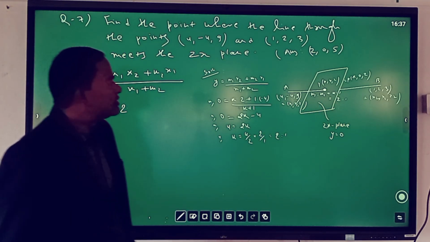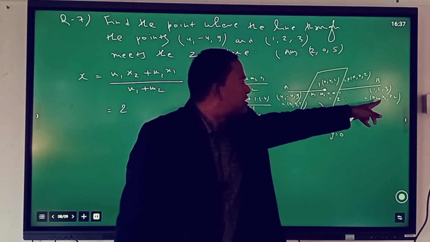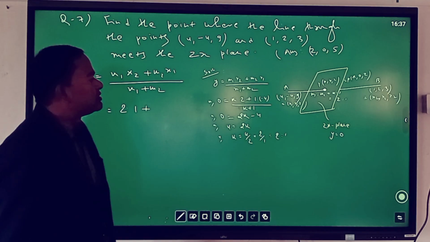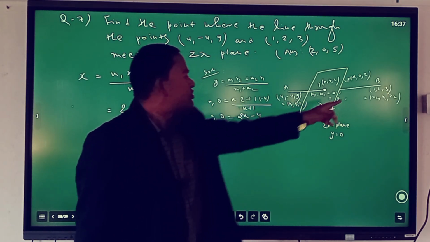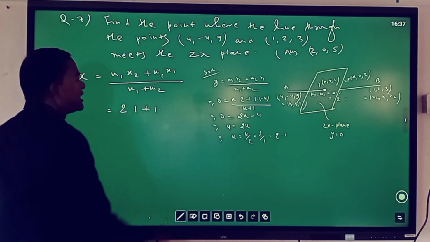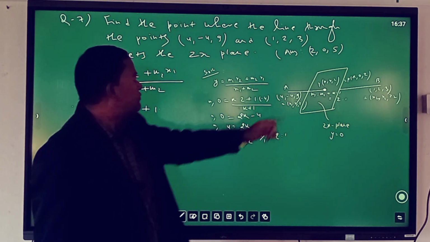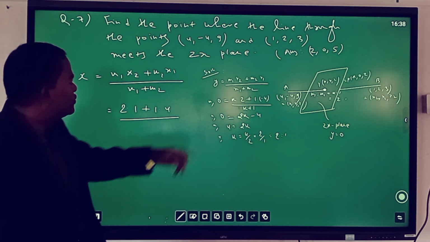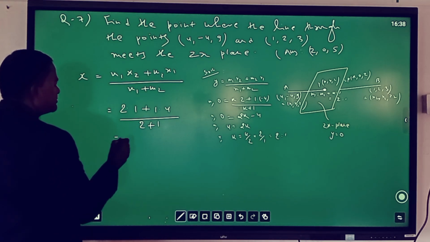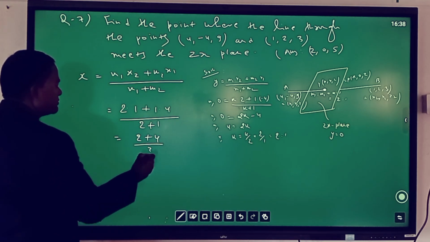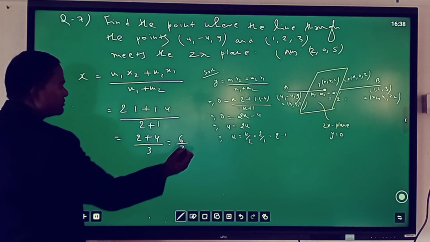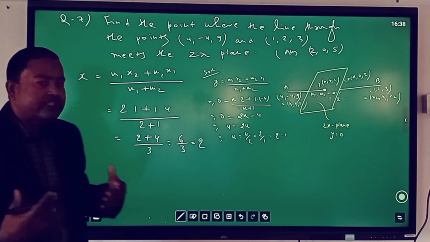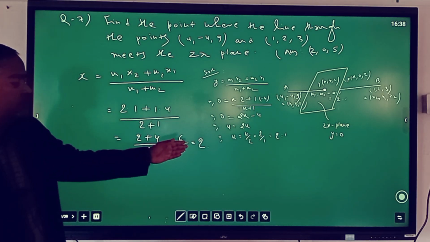And x2, the value of x2 is 1, plus m2. The value of m2 is equal to 1 times x1. x1 means 4, divided by m1 plus m2, that means 2 plus 1. Dear students, so after simple calculation we have got the value of x equals 2.